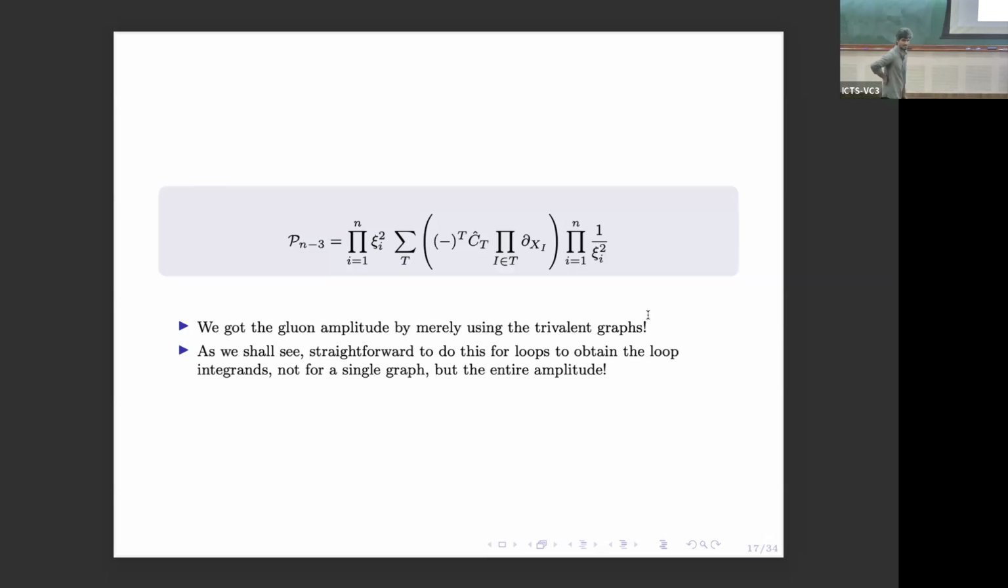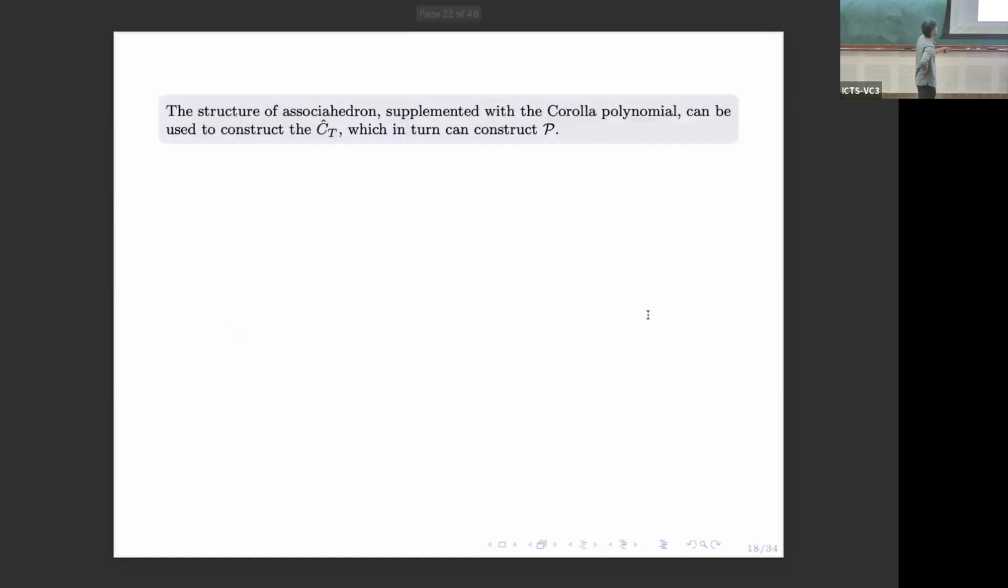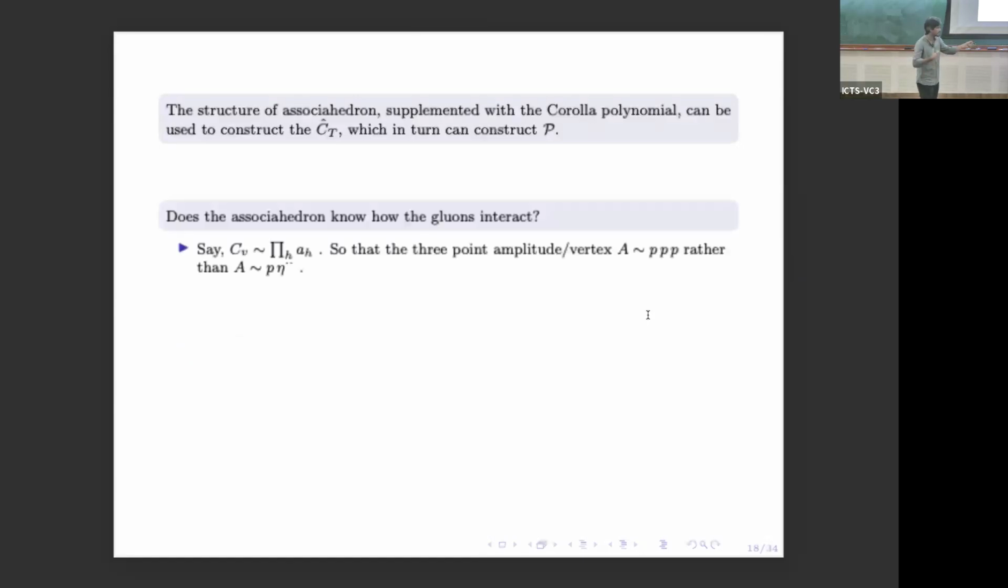Yes, I am late, but I will try. Okay. So now, the structure of the associahedron supplemented with the Corolla polynomial can be used to construct CT, which in turn can construct P, and we get the amplitude.